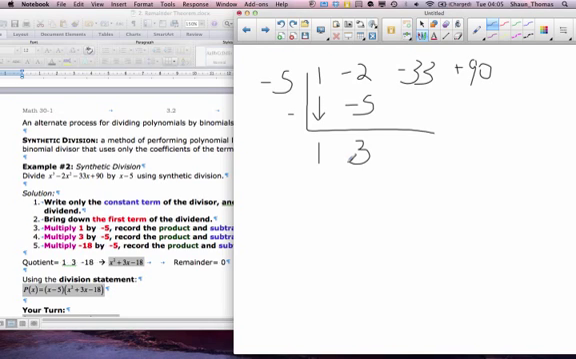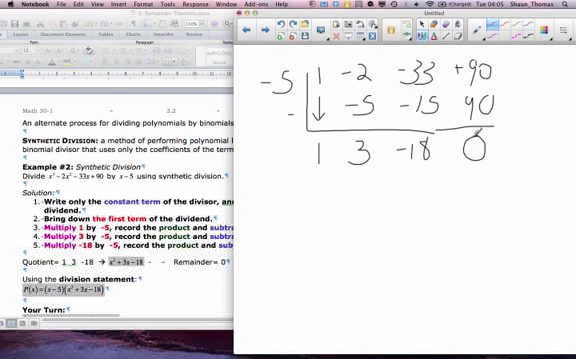Following this pattern, I'm going to take my negative 5 and multiply it by 3, giving me negative 15. So negative 33 subtracting negative 15 is going to give me a negative 18. And then the last step, again, take negative 5, multiply by negative 18, and that's going to give me a positive 90. So when I do this final subtraction here, 90 subtract 90 is 0.